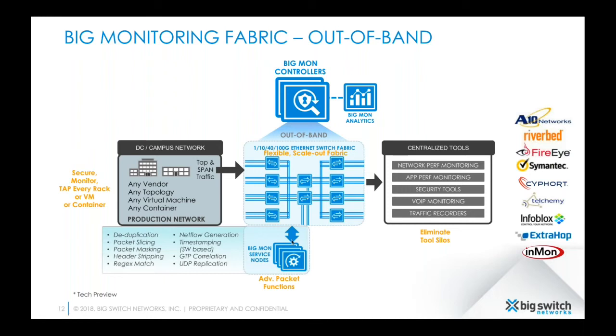Now you can also add in a service node, which is basically an x86 based server and typically used to provide advanced packet modification functions. For example, deduplication, packet slicing, packet masking, GTP correlation, so on and so forth.